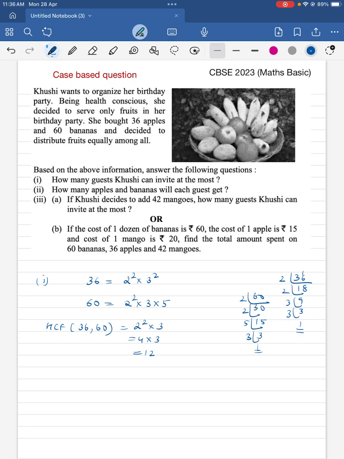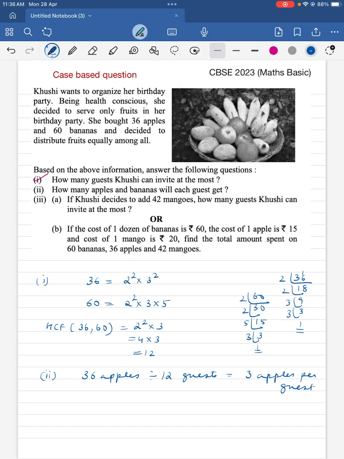Now in the second part, so we have completed the first part of the question. Now how many apples and bananas will each guest get? Okay, so she has invited 12 guests and there are 36 apples in all. So if I divide 36 apples by 12 guests, I would get 3. Okay, so 3 apples per guest.